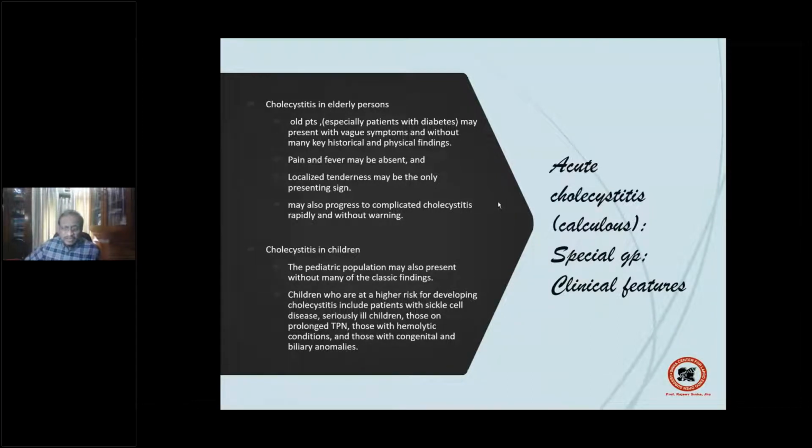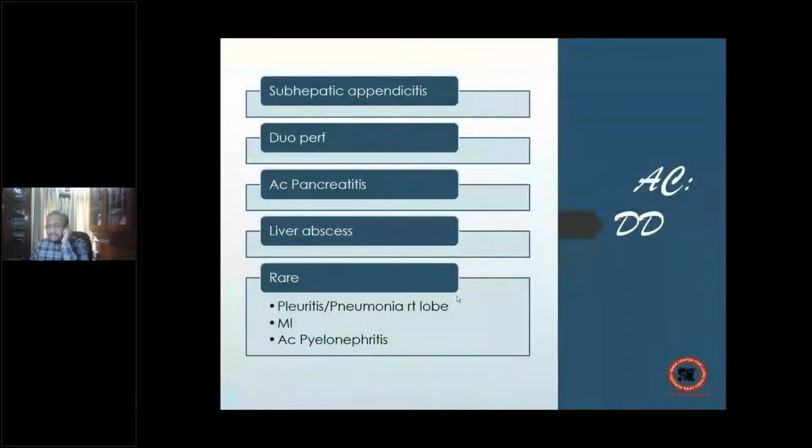In children, the pediatric population, there's a group of patients who are at high risk. And who are these patients? Especially those where there's an increased chance of hemolytic anemia, for example sickle cell disease; seriously ill patients; those on prolonged total parenteral nutrition; those with hemolytic conditions; and those with congenital biliary anomalies. So these are the two groups of patients that you need to be careful about when you're trying to make a diagnosis of acute cholecystitis.